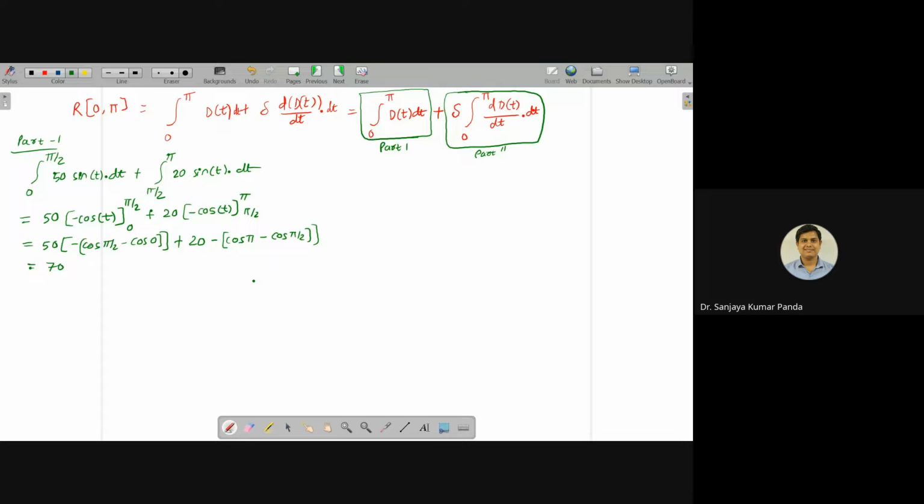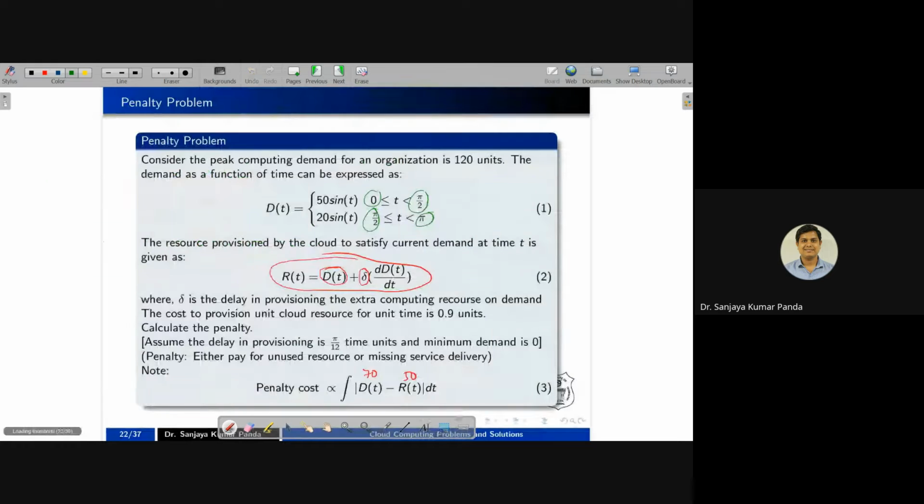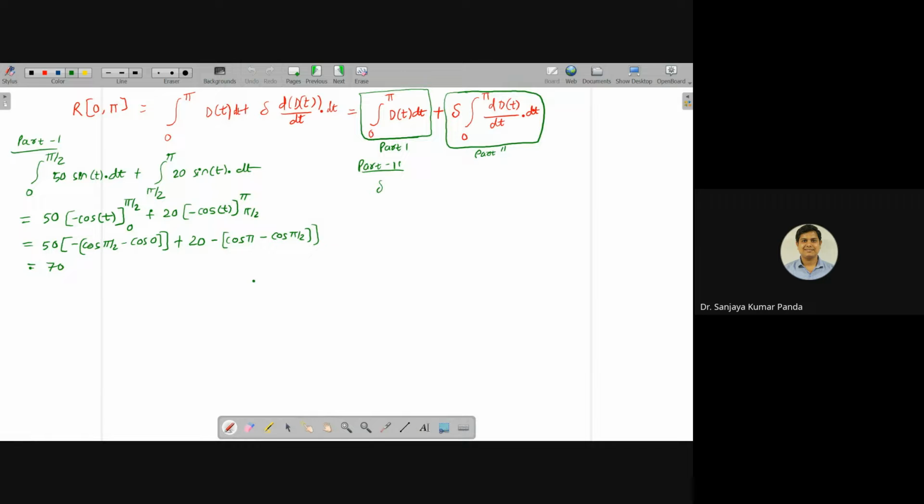What about part 2? In part 2, we have delta. If you remember, it is given: assume that the delay in provisioning is pi by 12 time rate. What is delay in provisioning? Delay in provisioning is delta. So this delta is given as pi by 12. We'll come to that later.